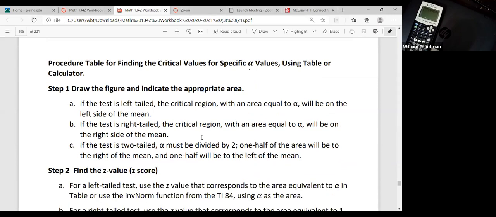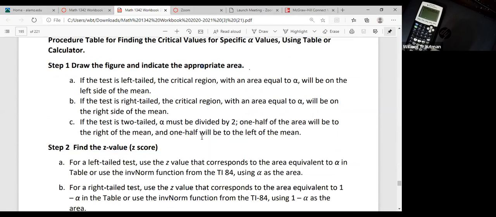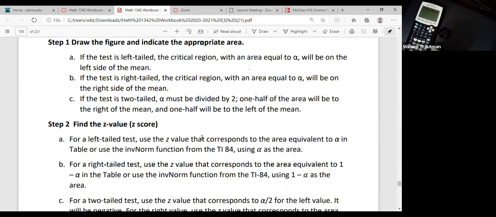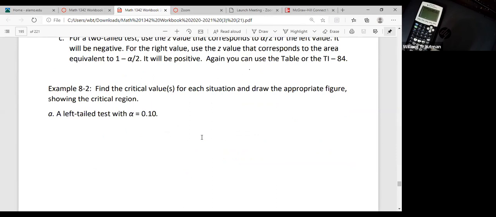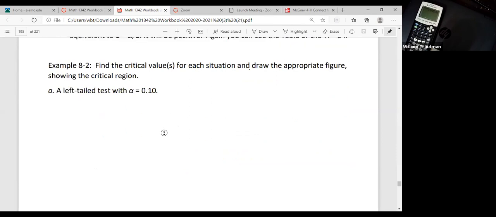And here's just a little bit more. It says left tail test the critical value region will be on the left. A right tail is going to be on the right. And the two tail test, you're dividing it in half on both sides. Find the z-scores. That's what we did. So here they don't draw the picture, but we can do this.